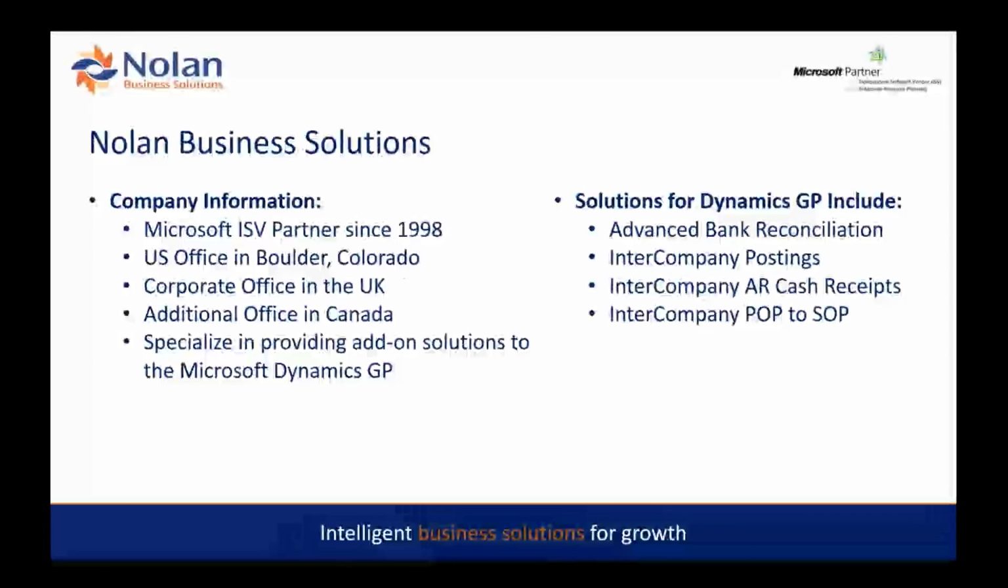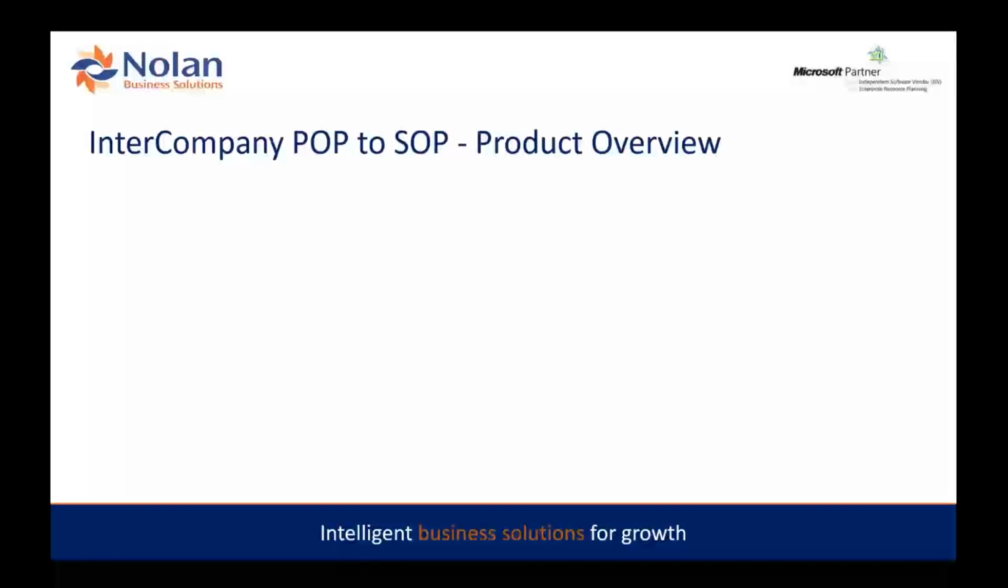Intercompany POP to SOP, which will be the focus of today's presentation, is ideal for related companies that buy and sell inventory items between GP databases. It is primarily designed for manufacturing and distribution companies that maintain a centralized inventory system. Let's dive in and discuss features of our Intercompany POP to SOP module in more detail.